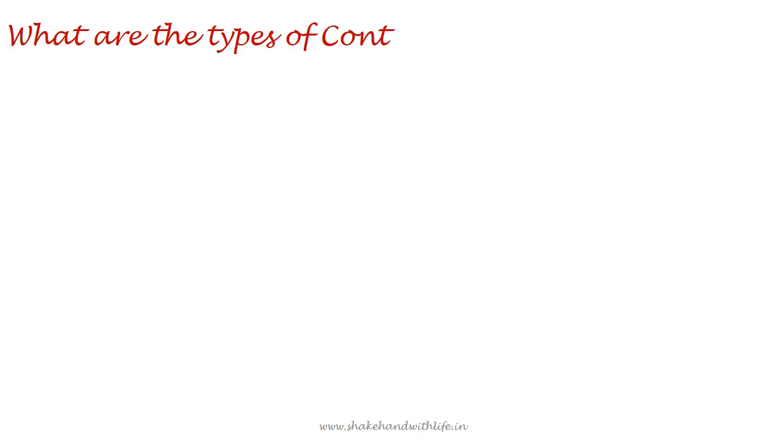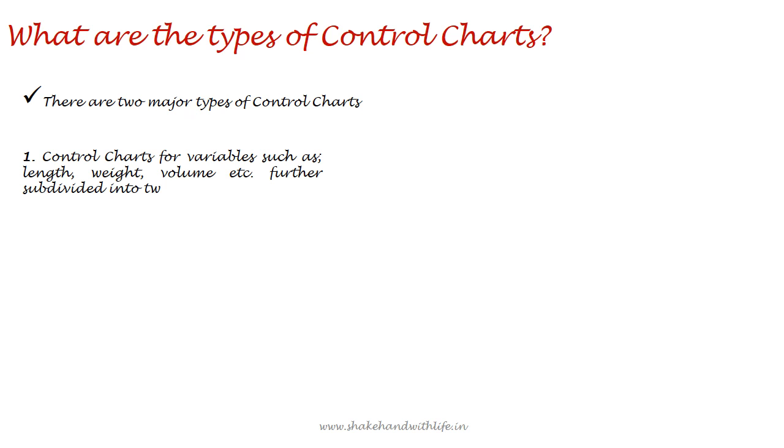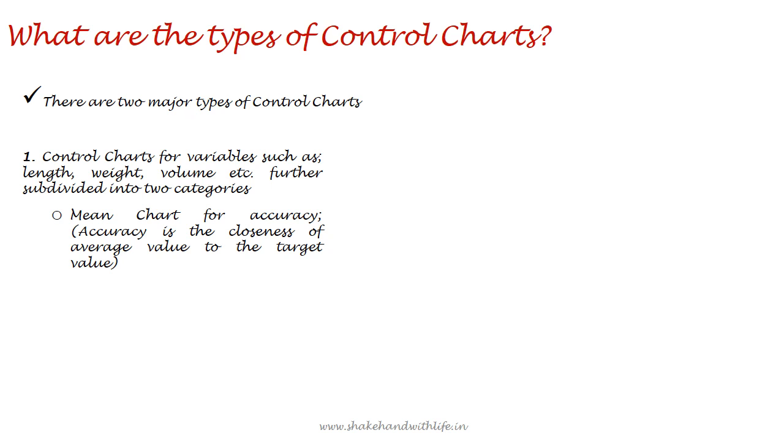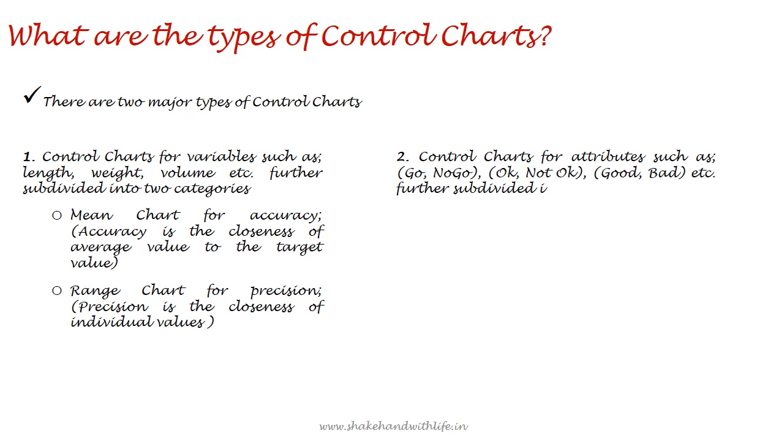What are the types of control charts? There are two major types of control charts. The first one is control charts for variables such as length, weight, volume, etc., further subdivided into two categories: the mean chart for accuracy, where accuracy is the closeness of the average value to the target value, and the range chart for precision. Precision is the closeness of individual values. The second one is control charts for attributes such as go, no go, okay, not okay, good, bad, etc., further subdivided into two types: the P chart for proportion defective and the C chart for defect count.